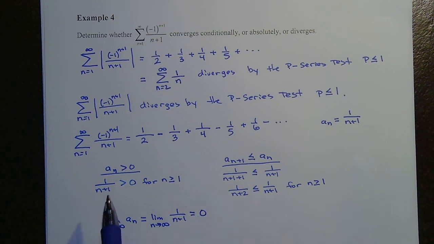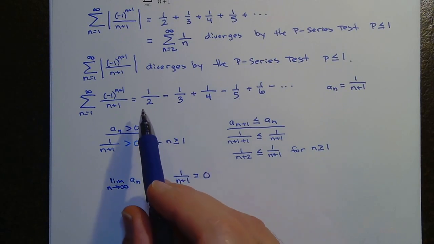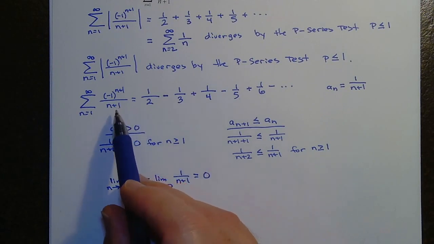Okay. So we established that each term without the alternating part is going to be greater than 0. That for n greater than or equal to 1, the next term is always going to be smaller than the previous term, right? And if we take the limit as n approaches infinity, then it equals 0. Okay, so what does that tell us? By the alternating series test, this tells us that this series right here converges, right?